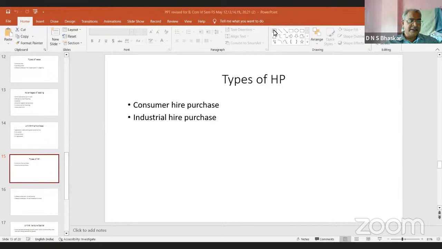That is basically the upgradation of that particular equipment. In case of industrial goods, if this hire purchase system is used, then it is called the industrial hire purchase system. If consumer goods, like cars and two-wheelers, are bought on installment basis, in general terms we just call it an installment basis, but that is not right.